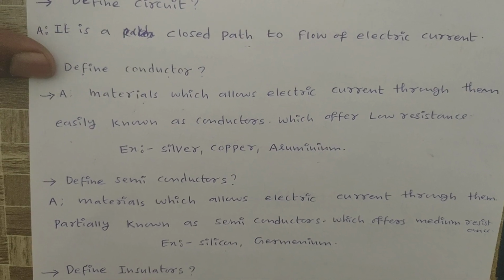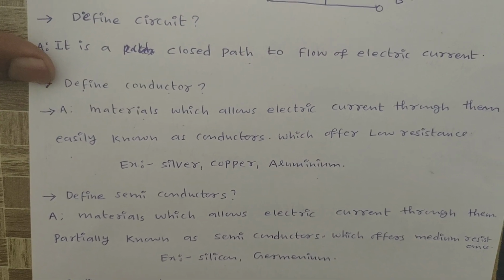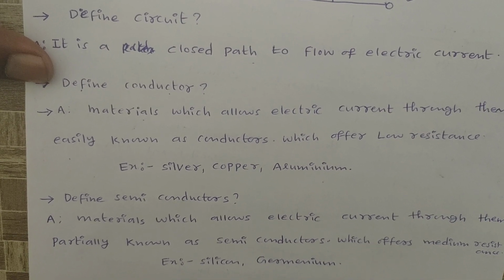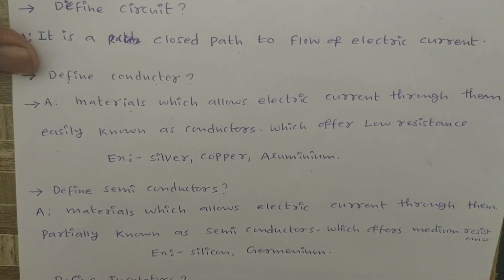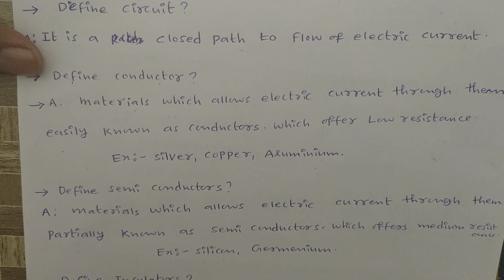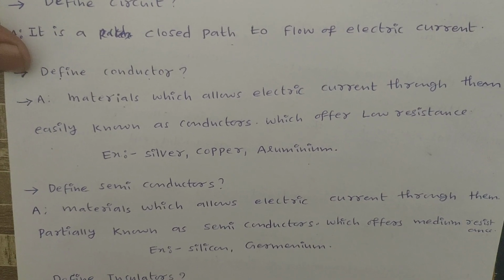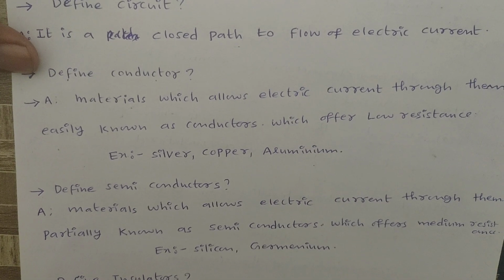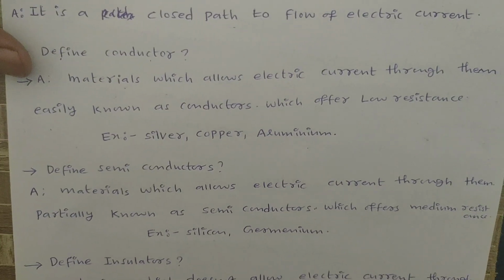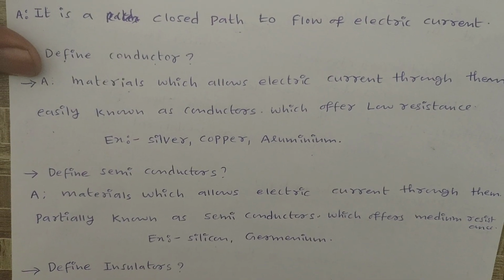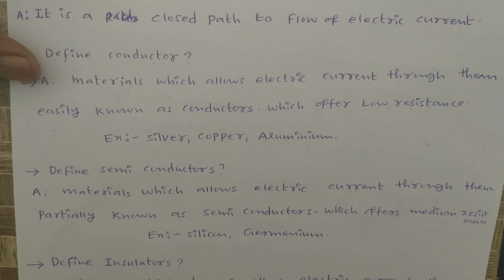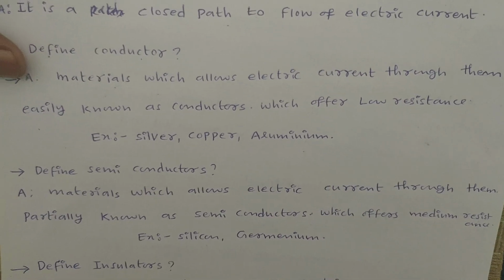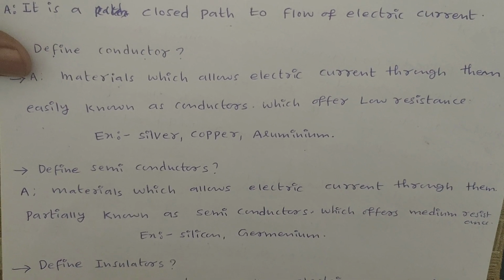Next, definition of semiconductors. As the name itself says, semi, the materials which can allow electric current through them partially are known as semiconductors. These semiconductors offer moderate or medium resistance. Examples for semiconductors are silicon, germanium. That is about semiconductors. Examples, silicon, germanium, already we know that.